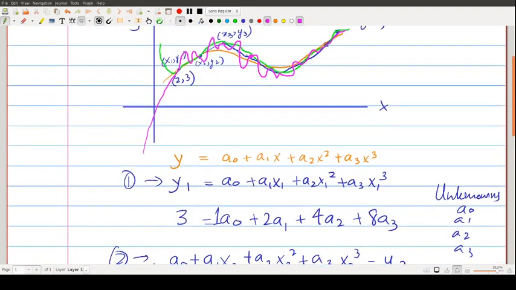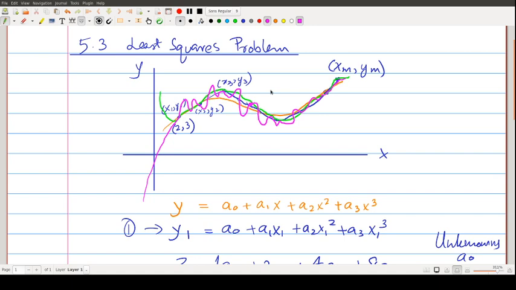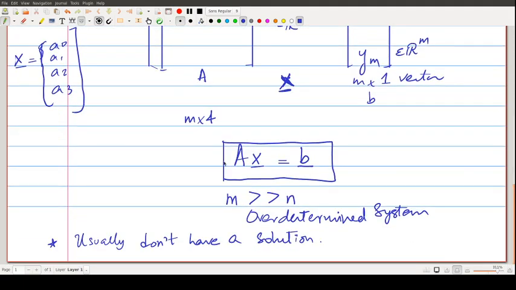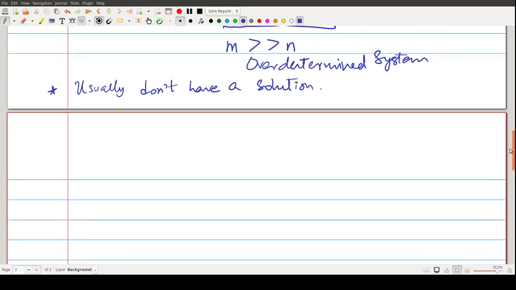Of course, I've taken a liberty here because I've drawn graphs of many different degrees, but different graphs of the same degree can also pass through these points. So this is not going to have a unique solution in most cases. That's the setting. Now, if you can't find a solution to the problem, what's the next best thing that you can do?